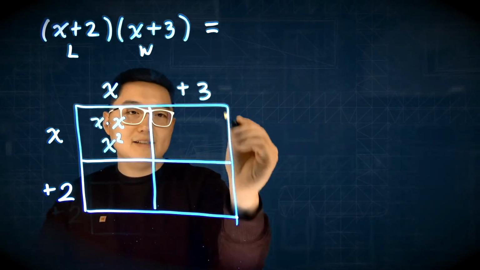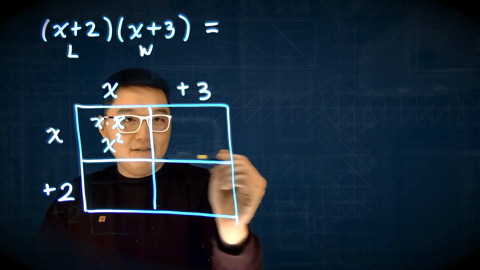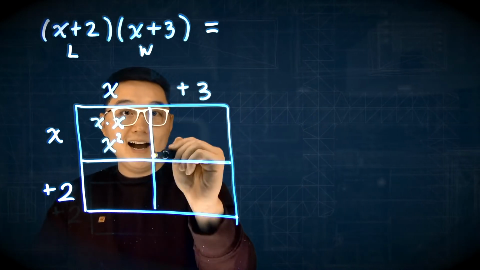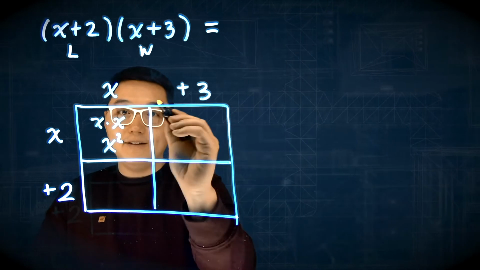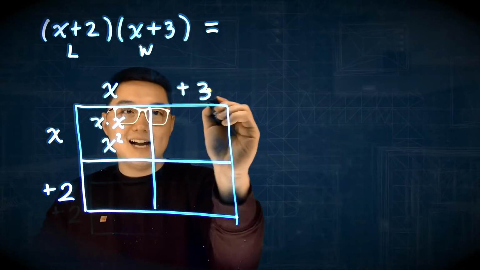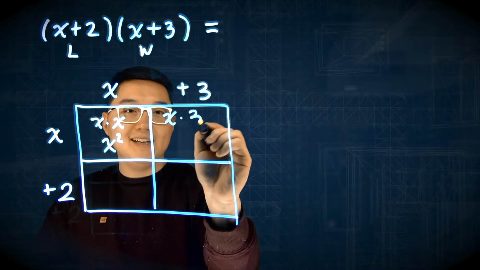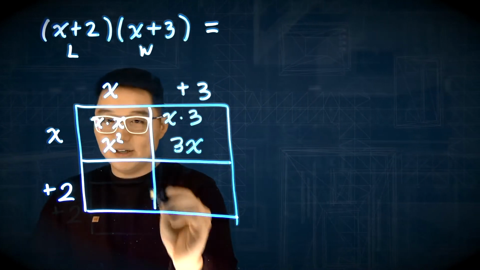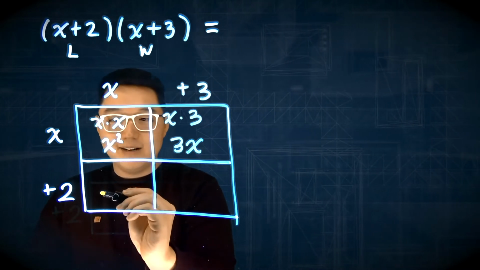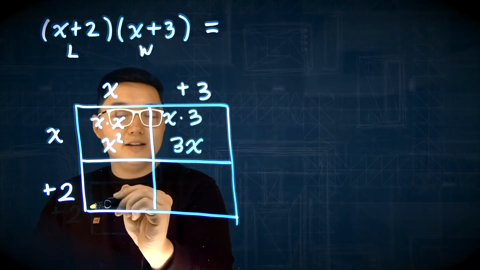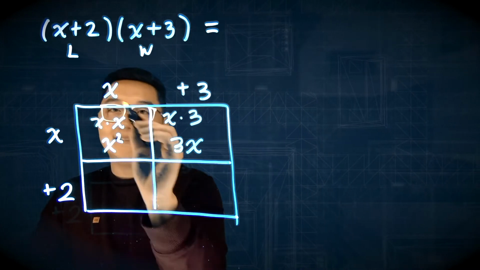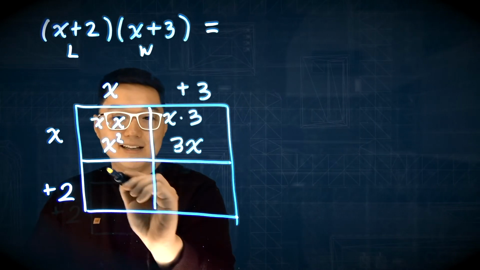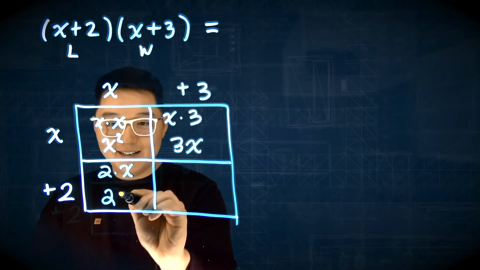Now what about this section of the rectangle? The area of this rectangle is x feet long, the length, times 3 feet wide. So x times 3 can be written as just 3x. What about this section of the rectangle? This section has 2 feet long, the length of 2, times x feet wide. So 2 times x is just 2x.